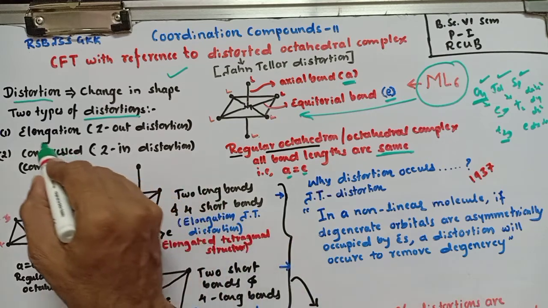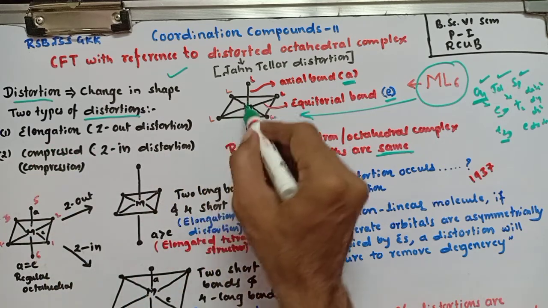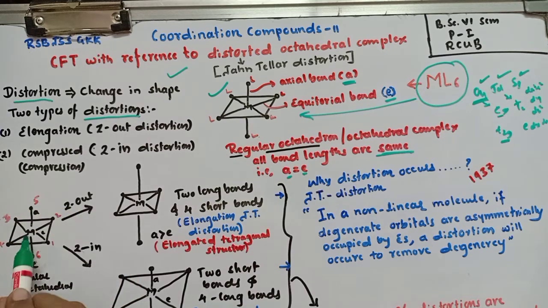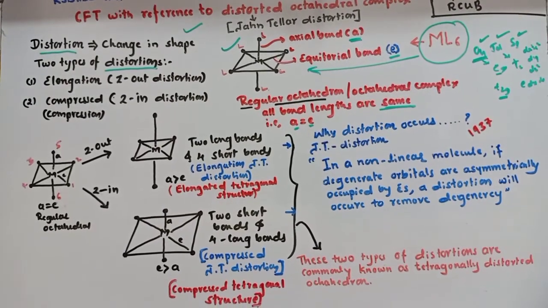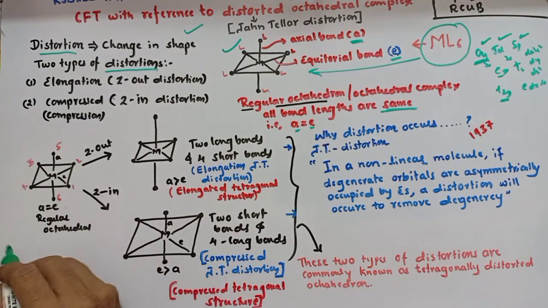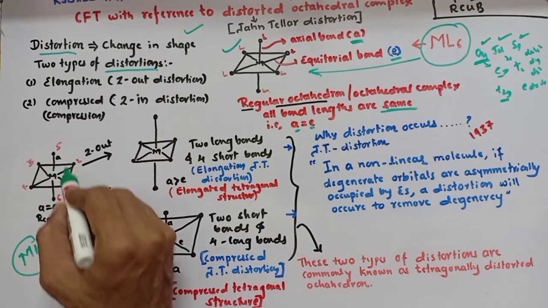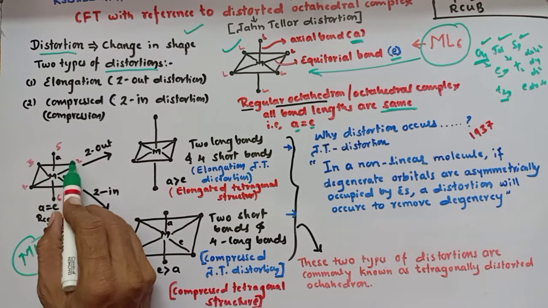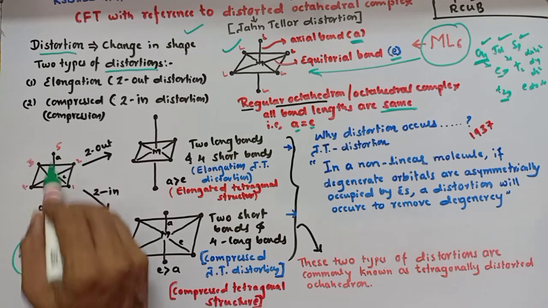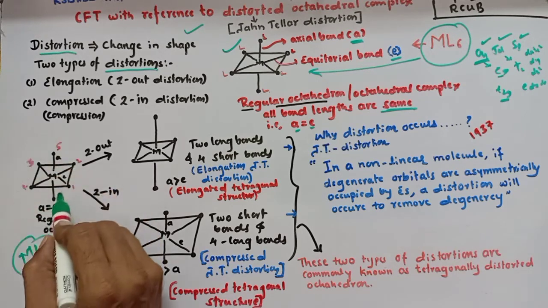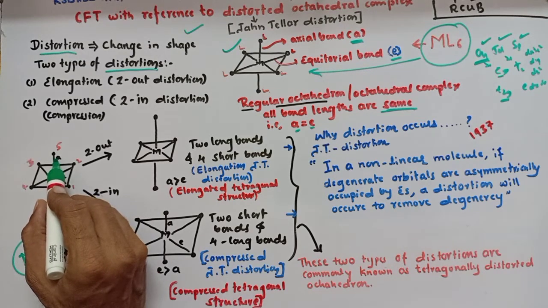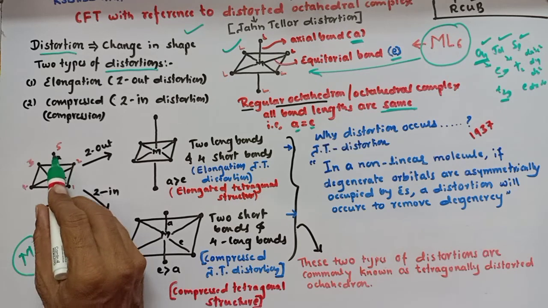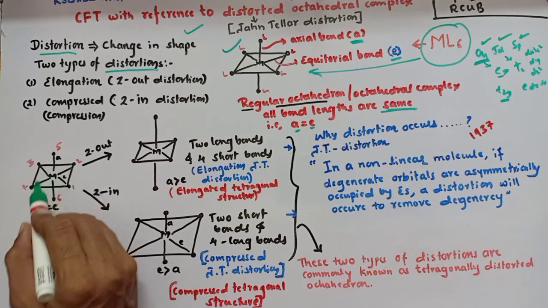Okay, so if elongation takes place, let us consider an octahedral structure. Let us consider a hypothetical molecule ML6, with a central metal ion and ligands 1, 2, 3, 4, 5 and 6. Six ligands are there. If it is a perfect or regular octahedral structure, then the equatorial bond length will be exactly equal to the axial ligand length. That means all the 6 bonds are of the same length.